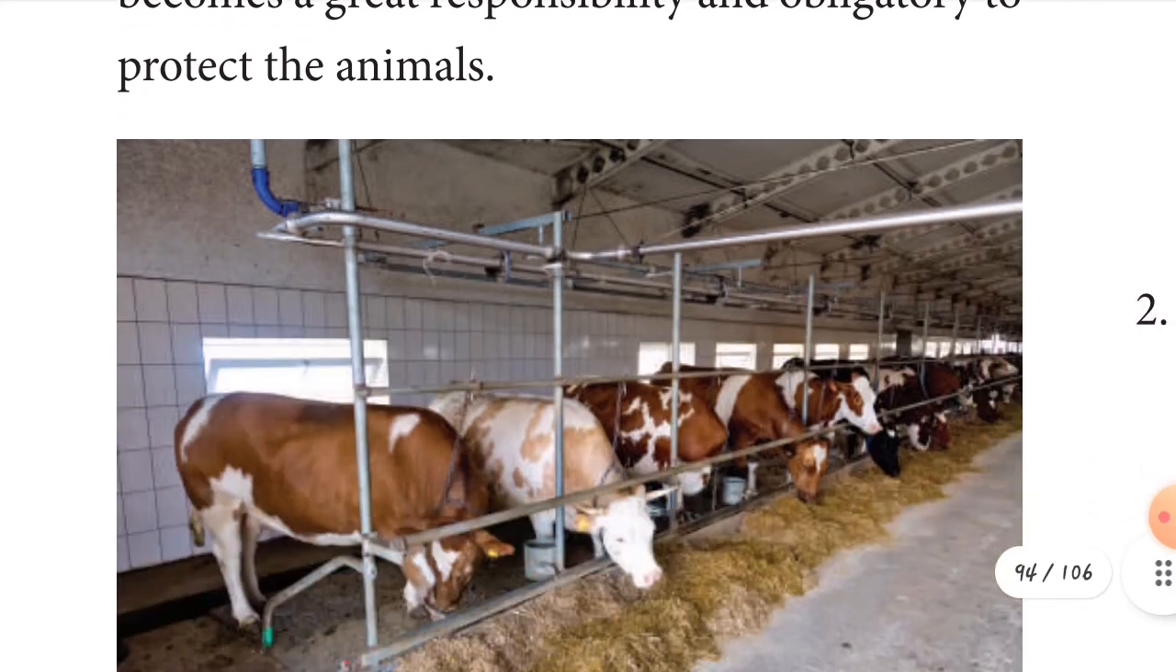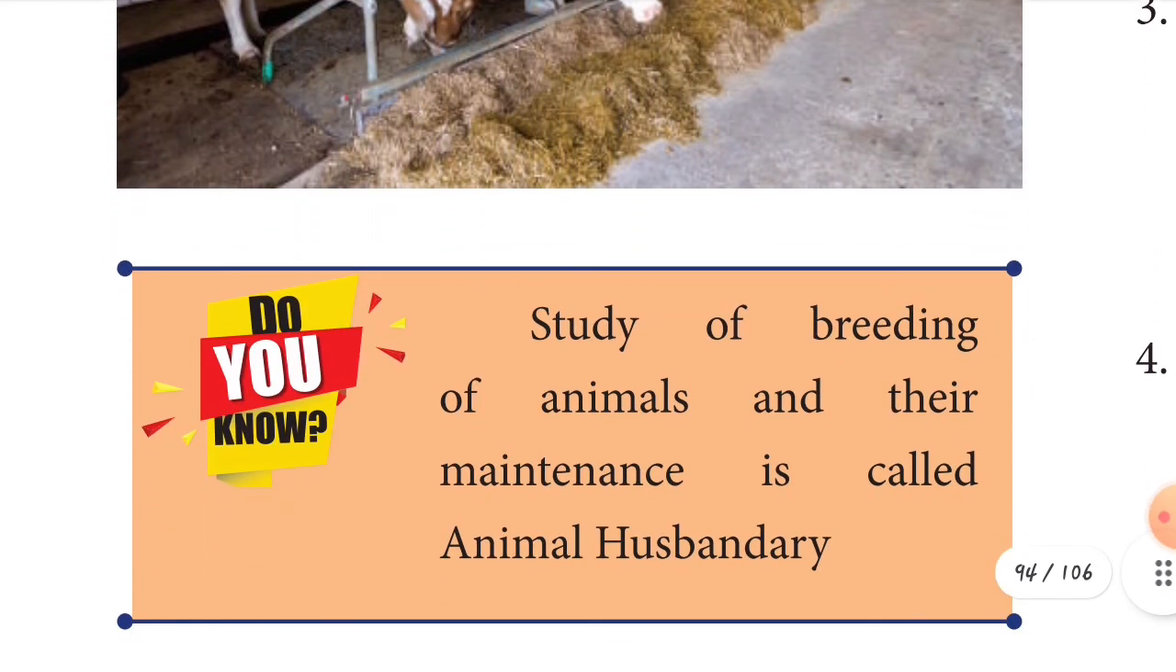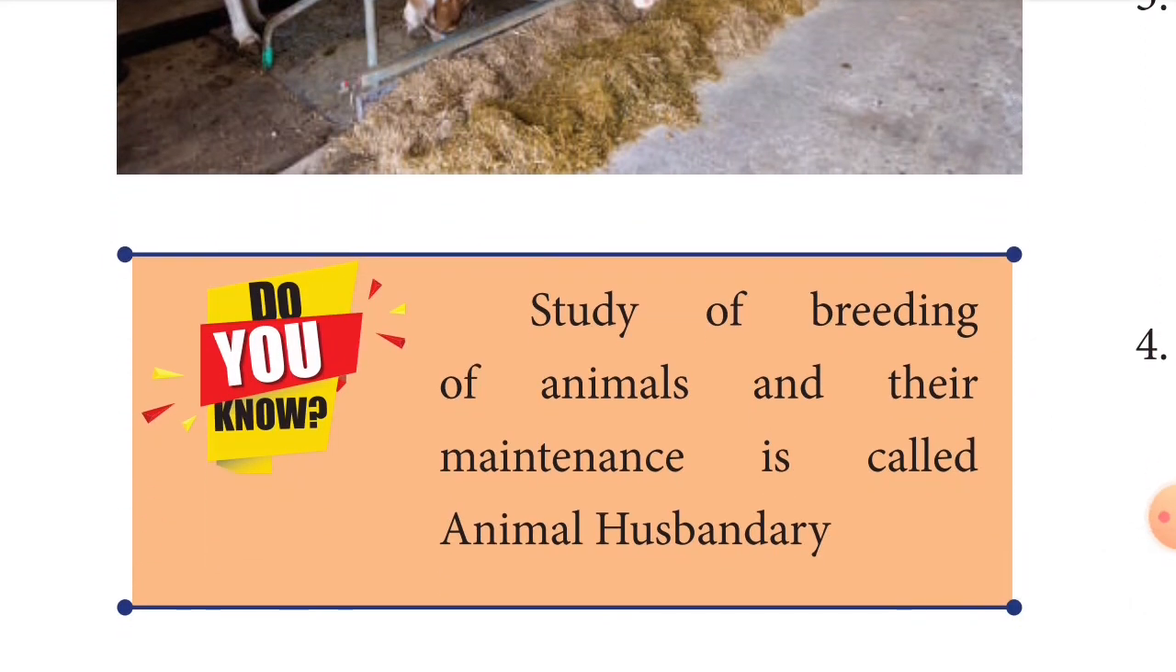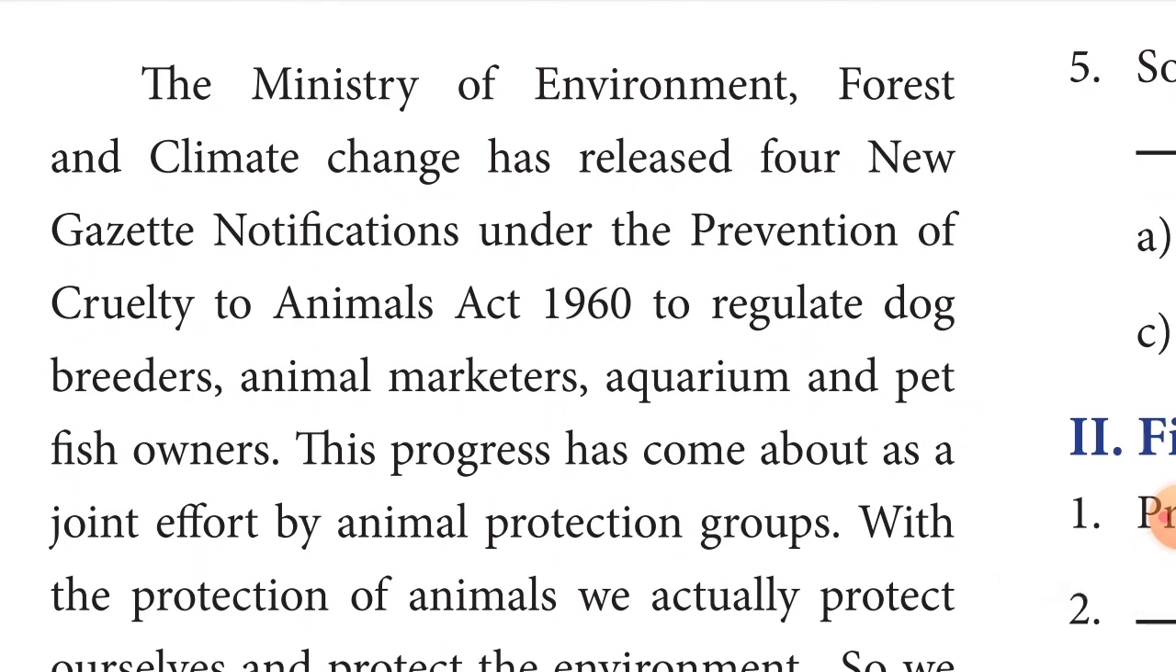See this nice picture, children? Now let us study the breeding of animals. India maintains what is called animal husbandry: the study of the breeding of animals and their maintenance is called animal husbandry. And now let's see the government taking a decision, children.